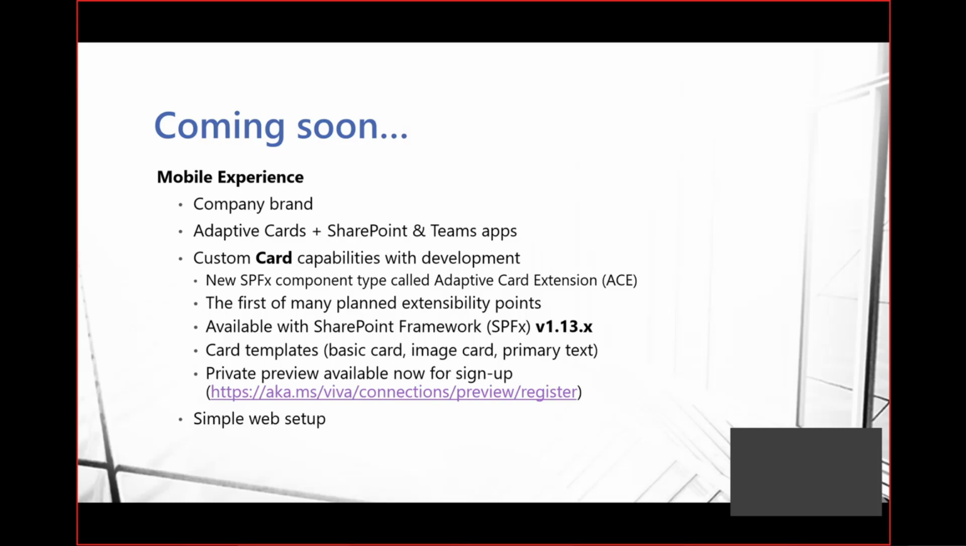It's the first of many extensibility points planned by Microsoft. Some new extensibility options are coming soon, but this is the first. This card extension is available with SharePoint Framework 1.13 only. And SPFx 1.13 is actually in private beta. It's not available for everyone. With SharePoint Framework, you have card templates like basic card, image card, primary text. And if you want, you can sign up for the private preview to test these extensions with the SharePoint Framework beta.